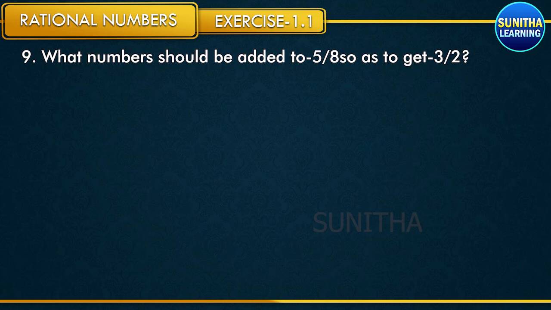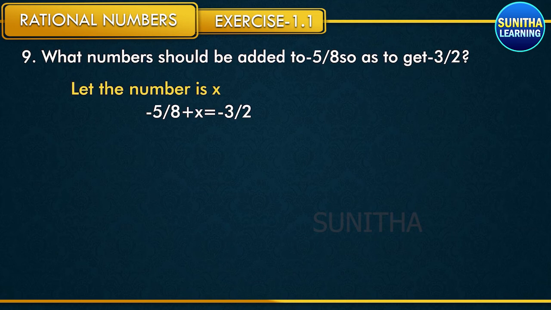It is easy to solve this way, and this is one such question. The 9th one is: what number should be added? So he has asked us to find the number. Let us consider that number to be x. Now read it: x is added to minus 5 by 8 to get minus 3 by 2.